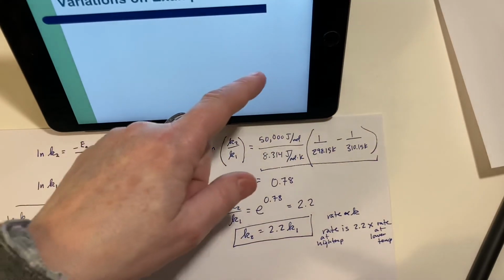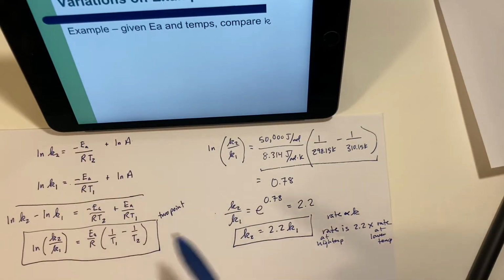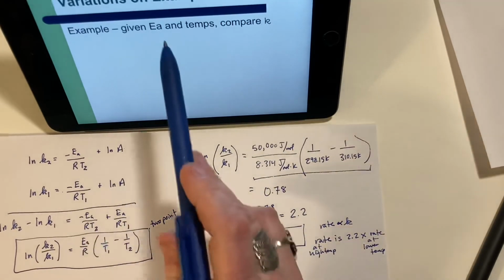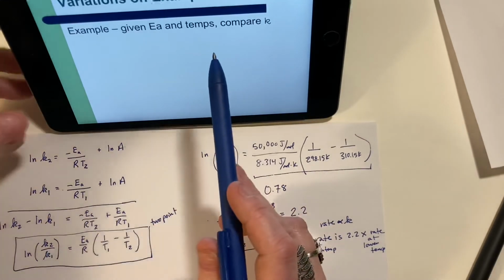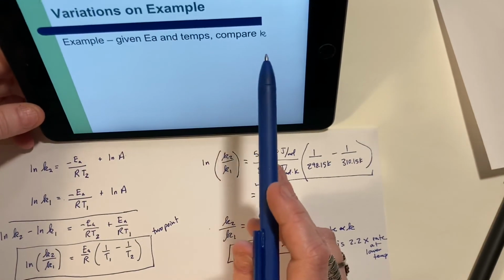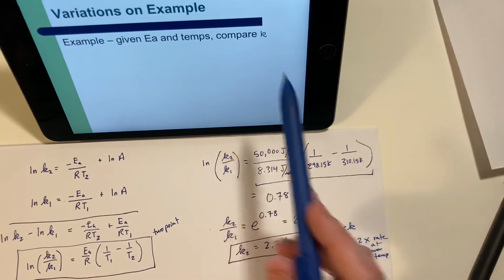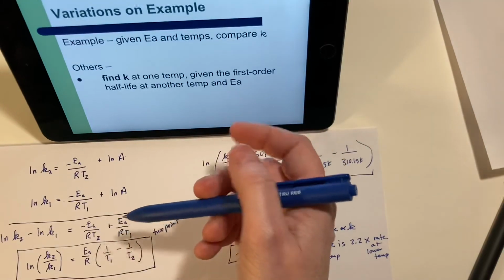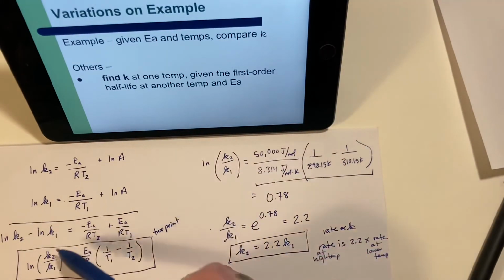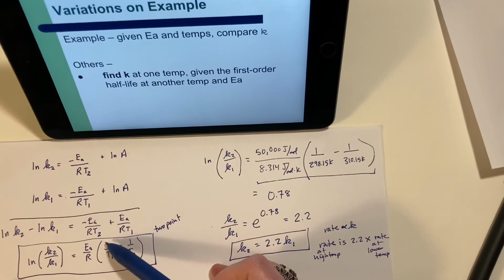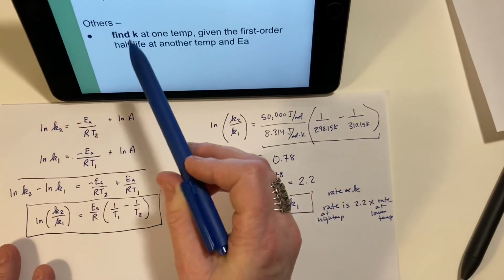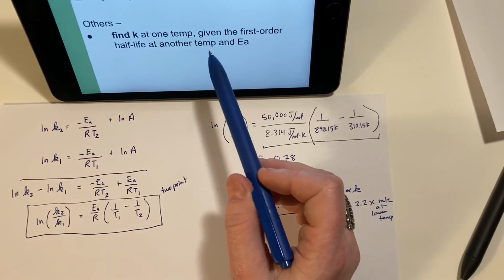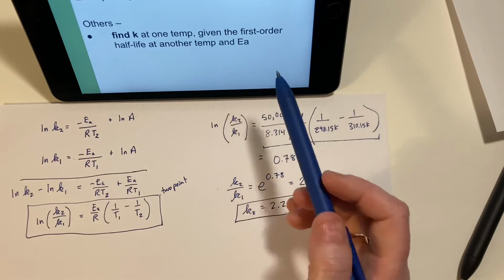Very interesting. So, variations on this example. For this particular example, we had a value for activation energy, and we had two temperatures. And what did we do? We compared rate constants right there. Variations, we could be given different things. We might have to use this two-point form of the Arrhenius equation to calculate K at one temperature if we know something about the K at another temperature and if we know activation energy.